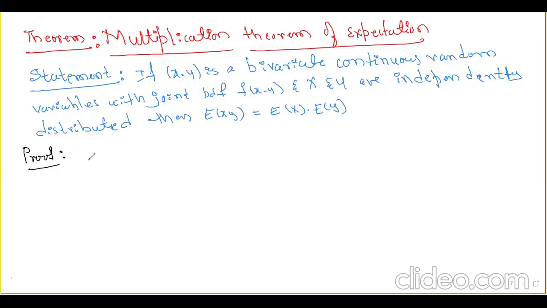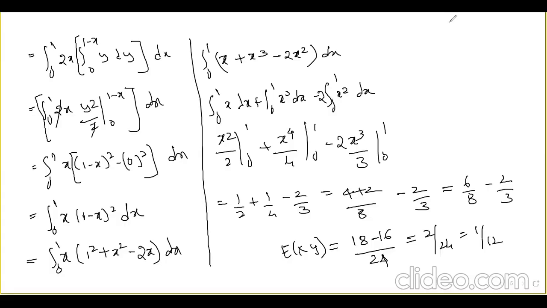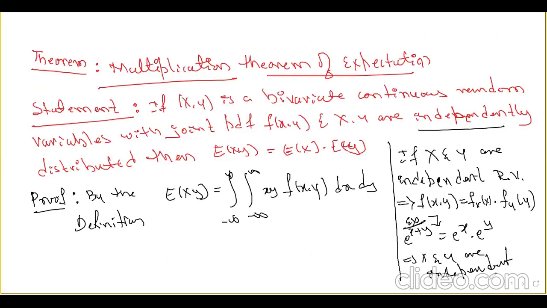Proof. Same, consider the definition, that is, expected value of xy is equal to the double integration from minus infinity to infinity. So this is called the multiplication theorem of expectation.